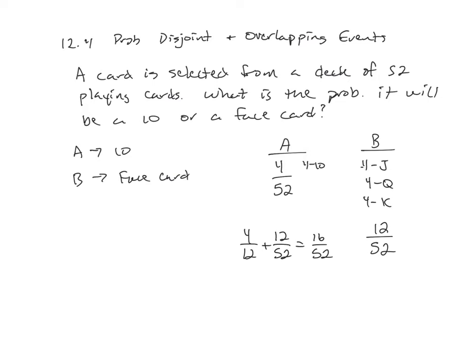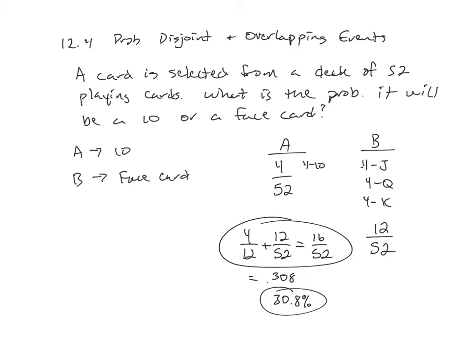And then you would still want to do 16 divided by 52. And so it's 30.8%. Okay, so disjointed, they don't have anything in common, the A and the B part. If they don't have anything in common, you just add them together, whatever the probability is. Okay, disjointed.